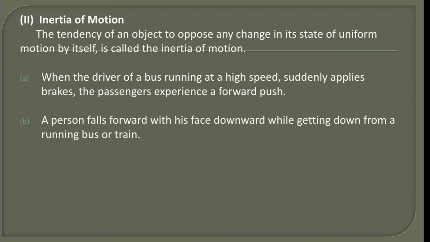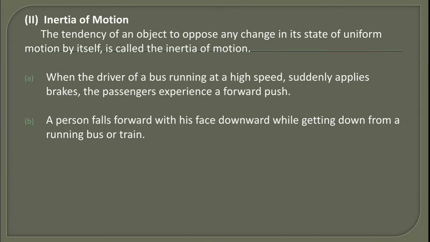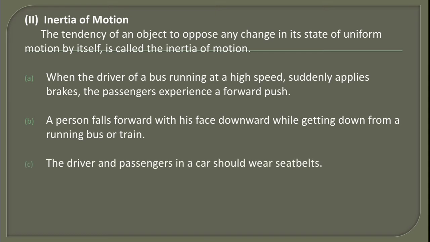Our second example is a person falls forward with his face downward while getting down from a running bus or train. When the person gets down from the running bus or train, his feet touch the ground and come to rest. But the upper part of the person remains in motion because of the inertia of motion. That's why the person falls forward with his face downward. So in order to avoid falling on the road while getting down from a running bus or train, the person should run a few steps in the direction of motion of the bus or train. Our third example is the driver and passenger in a car should wear seat belts.